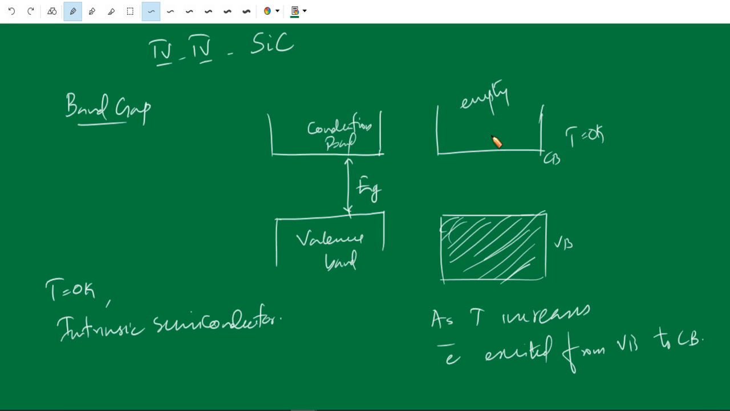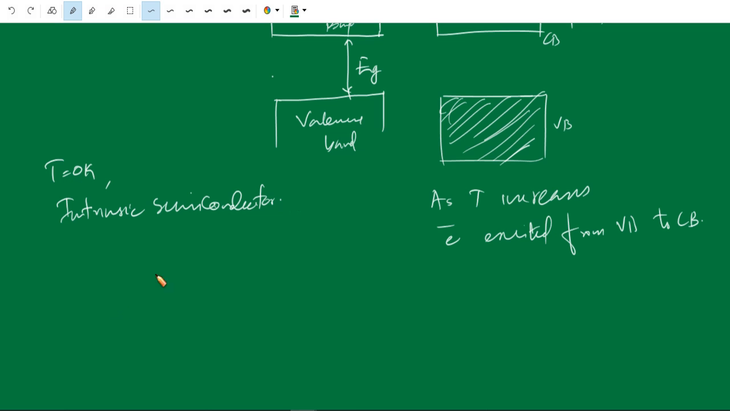So at T equal to 0 Kelvin, the conduction band is empty, therefore the material is an insulator. As temperature increases from 0 Kelvin, more and more electrons are excited, leaving corresponding holes in the valence band. Both these holes in the valence band and electrons in the conduction band contribute to the conductivity of the material. The conductivity of the intrinsic semiconductor depends on the ratio Eg by kT. If this ratio is low, the conductivity is large, that means the resistivity is low.